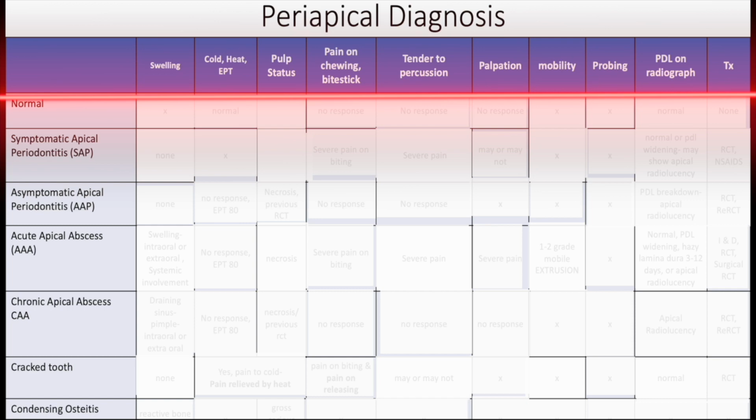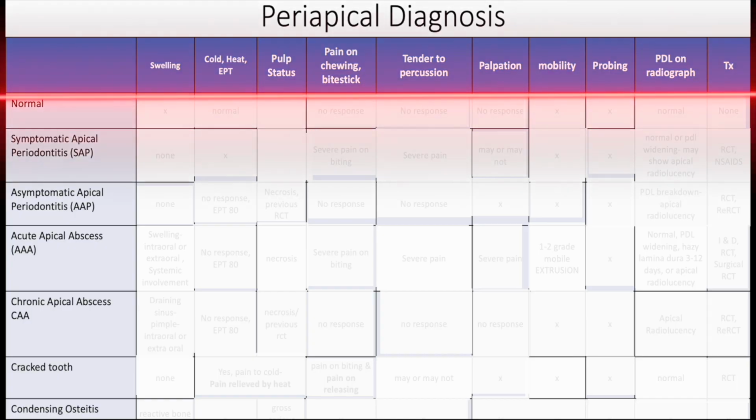We are just going to keep that as one, which simply means the pulp is vital. There is no other meaning to the cold, heat, and EPT test for the periradicular status except that the pulp is vital or non-vital. Then we will talk about pulp status. Then pain on chewing using bite stick. The bite stick gives us very good information when you give the patient the tooth sloth and they have to bite on that certain part only. What is the response in each condition? Tenderness to percussion goes hand in hand with the bite response. Then palpation, mobility, probing, periodontal status on the radiograph, periapical status on the radiograph, and treatment of each of these periradicular conditions. So let's dive right into it.